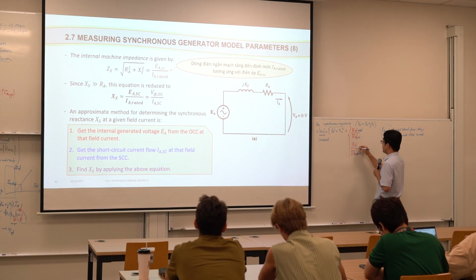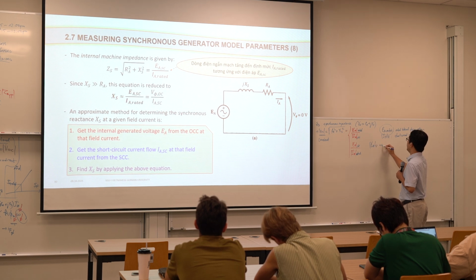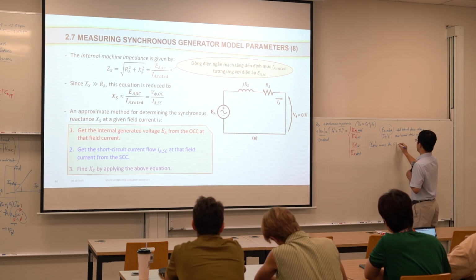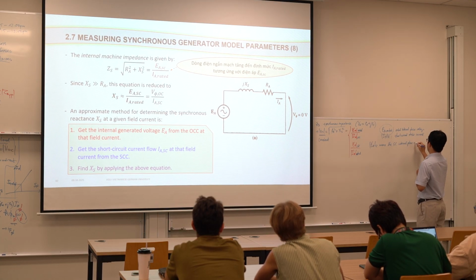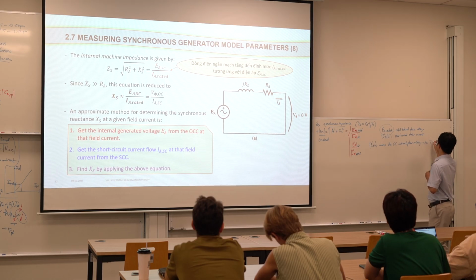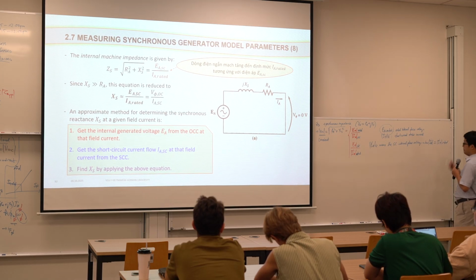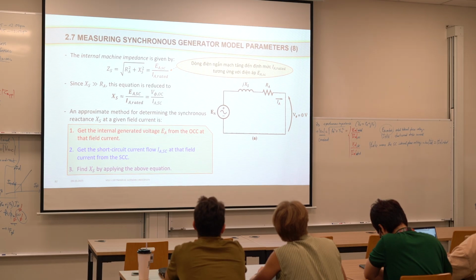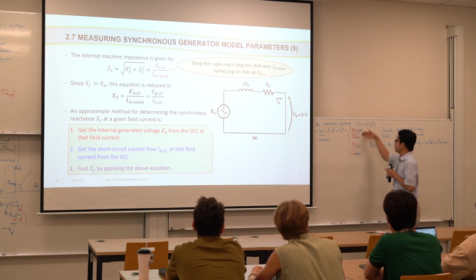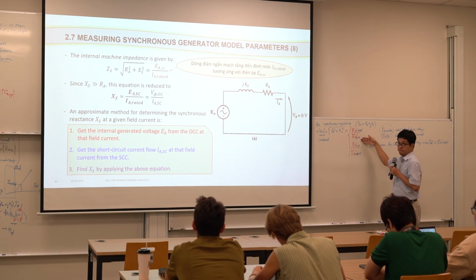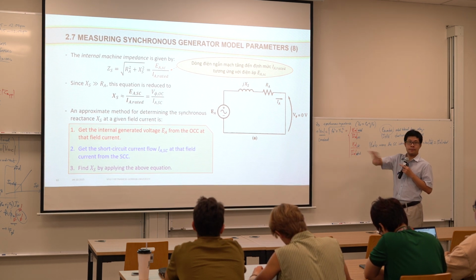So here I say EA short circuit. EA short circuit means the short circuit internal phase voltage when IA is IA rated. Because if we do the experiment, we don't want to reduce IA. You know, IA short circuit is very high, and then the generator will be burned out.